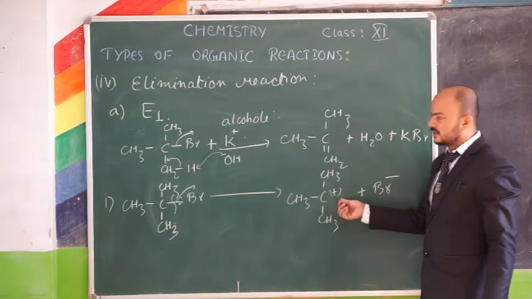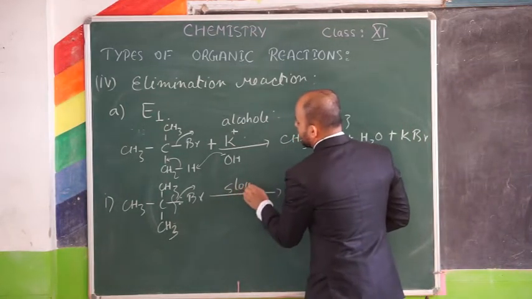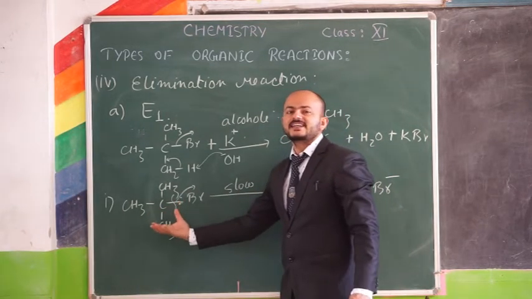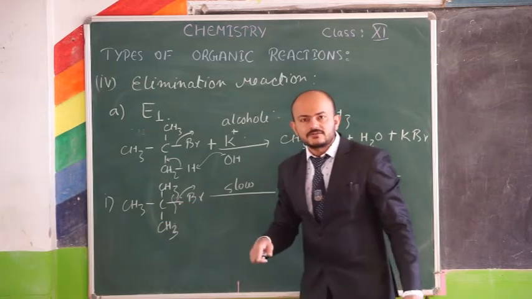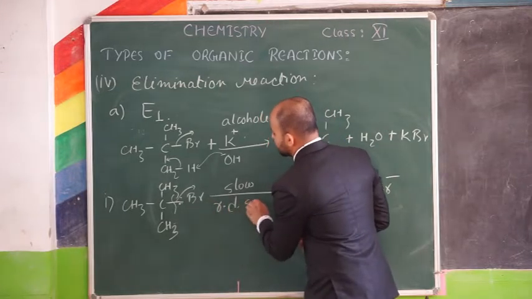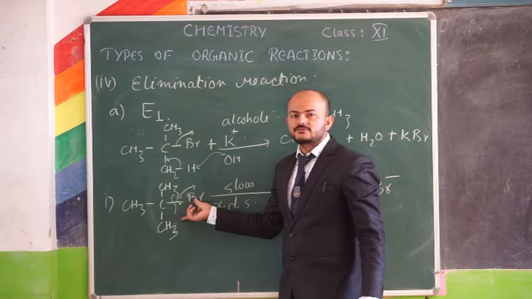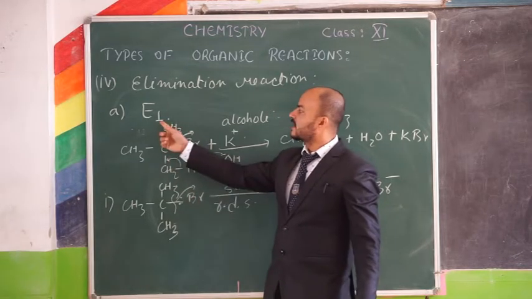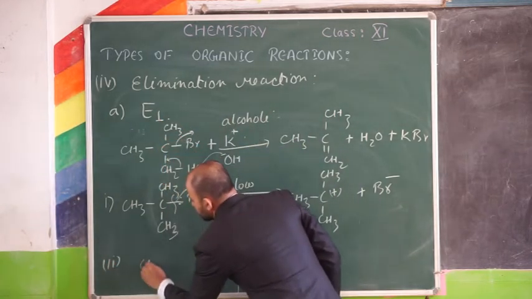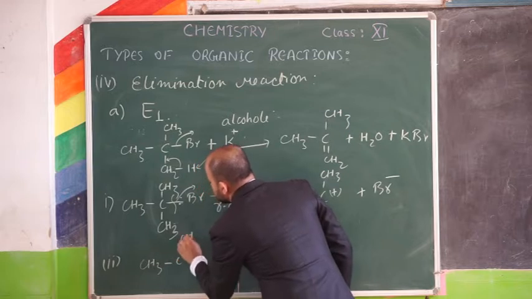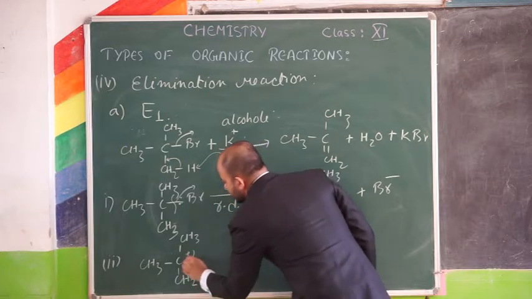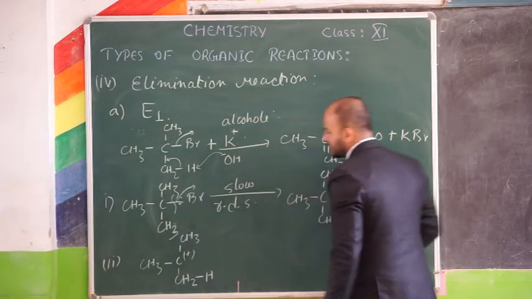Now the carbocation has been generated, and this is the slow step, the rate determining step. In this step, only the alkyl halide molecule is involved, only its concentration. The concentration of alcoholic KOH is not involved. Since this step determines the rate of the reaction and only the concentration of alkyl halide is involved, it is known as unimolecular. Now in the second step, we have CH3, C, CH3, and CH3, which I am writing as CH2, H, and this is the carbocation.